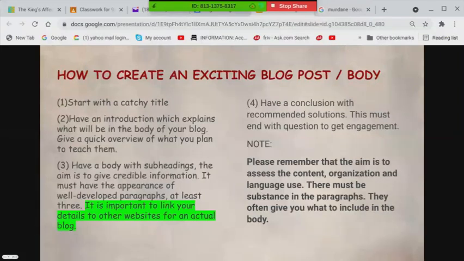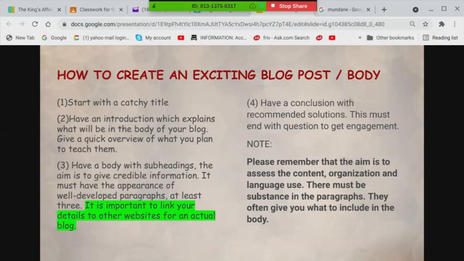So in order to write a blog, we need to start first of all with a catchy title. And then we have an introduction which explains what will be in the body of the blog. And then we give a quick overview of what we plan to teach the readers right in the introduction there. Then we would have the body with subheadings. And the information must be factual that we are presenting here, as would have been related for us what CSEC would want us to do right here in terms of the blog details.